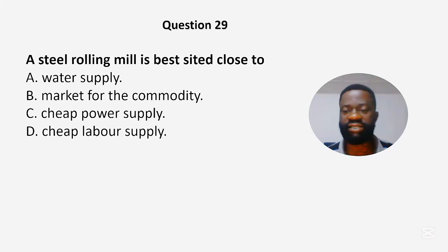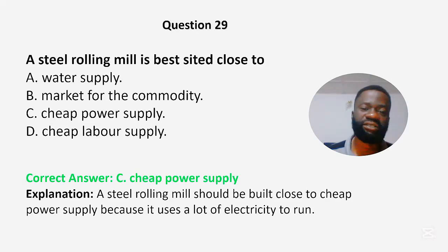The correct answer to this question is option C, cheap power supply, because a steel rolling mill should be built close to cheap power supply, because it uses a lot of electricity to run.